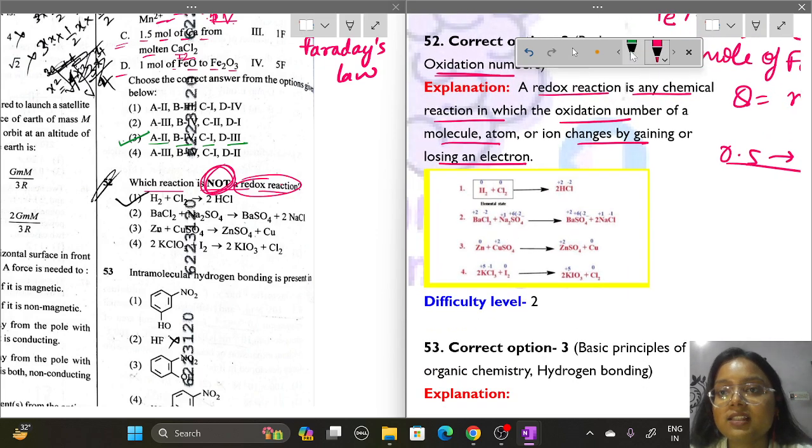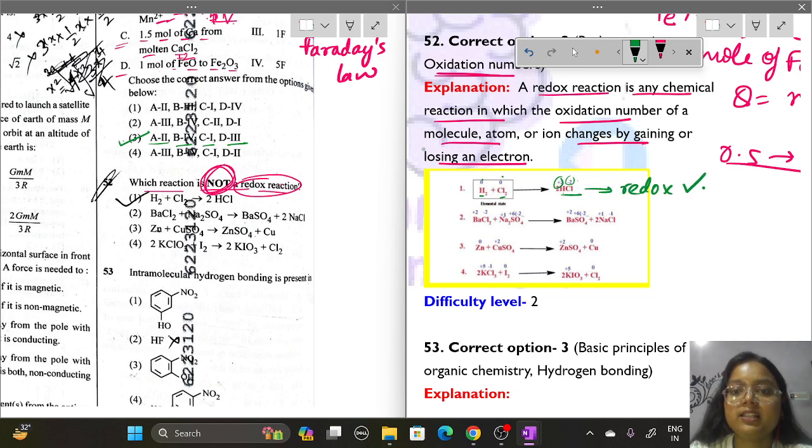See in this case, H2 plus Cl2 will give 2HCl. H2 will have an oxidation number of 0, and Cl2 will also have an oxidation number of 0, because they are in elemental state. And when HCl is calculated, the oxidation state of H will become plus 1 and the oxidation state of Cl will become minus 1. So clearly the oxidation number is changed in this case, so it is a redox reaction.